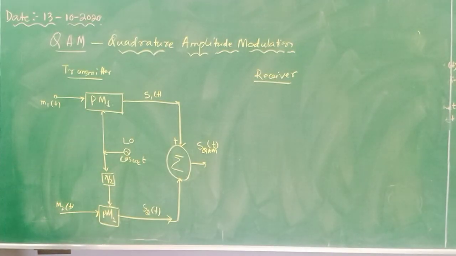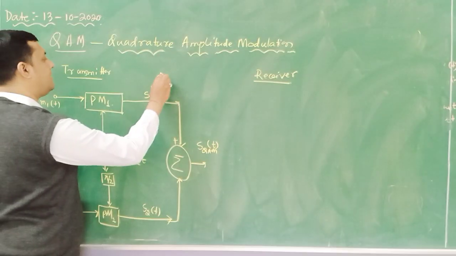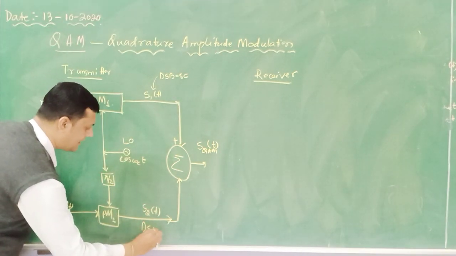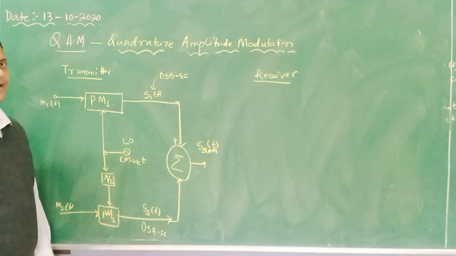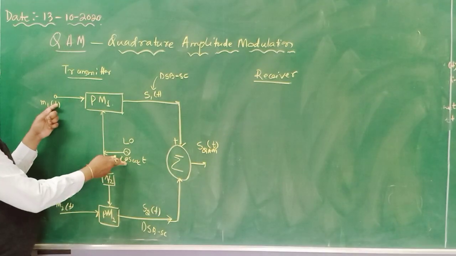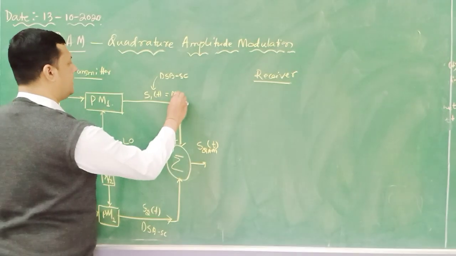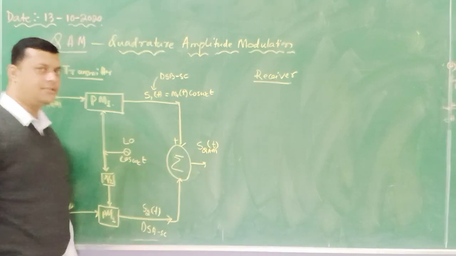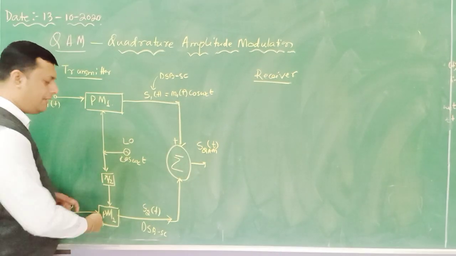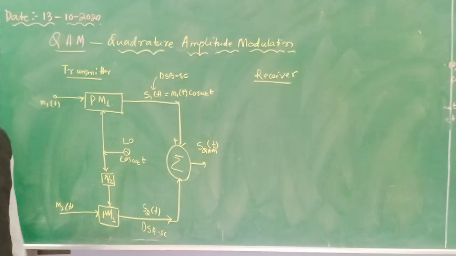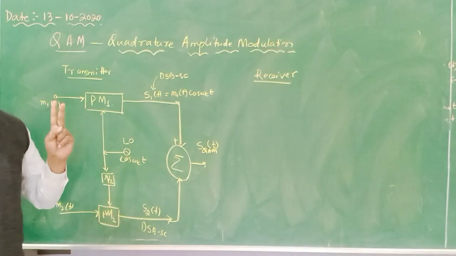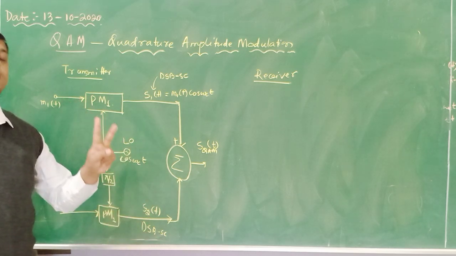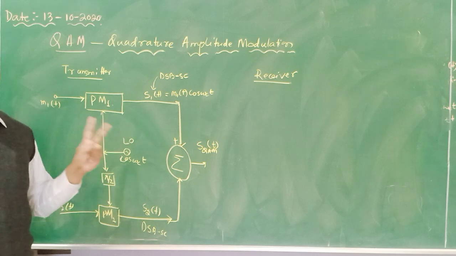But what are those modulated signals? This is the first DSB-SC signal, double sideband suppressed carrier, and this is also a second double sideband suppressed carrier. How? Because M1 of t into cos omega ct gives M1 of t cos omega ct, so this is the first double sideband suppressed carrier. Similarly, what is the difference in this whole system? We are transmitting two modulating signals using the DSB-SC concept in a single channel using a certain bandwidth.